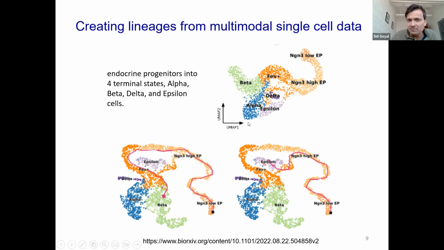This is one of the examples of endocrine progenitors going into these 4 terminal states: alpha, beta, delta, and epsilon. And here again, in a low dimensional representation, she can now actually create these trajectories of going from these stem-like cells to either beta cells or, for example, epsilon cells. And these trajectories, how they diverge, can provide interesting places to look around.